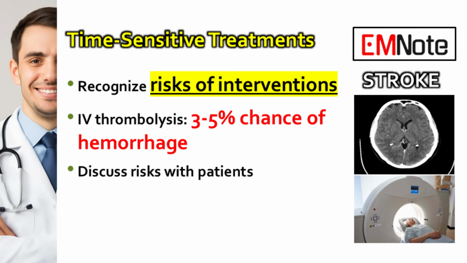There are several time-sensitive treatments available for acute stroke, but it is important to recognize that these interventions carry significant risks. For example, intravenous thrombolysis has a 3 to 5% chance of resulting in symptomatic intracerebral hemorrhage. Therefore, transparency in discussing these risks is essential. Providers should ask patients if they find these risks acceptable in an effort to preserve vital functions, such as speech, hand function, or independent ambulation.